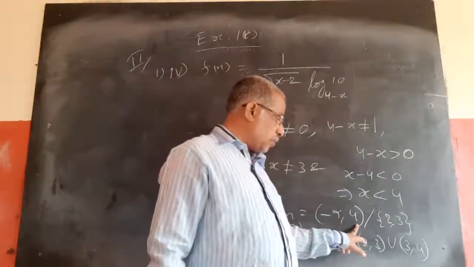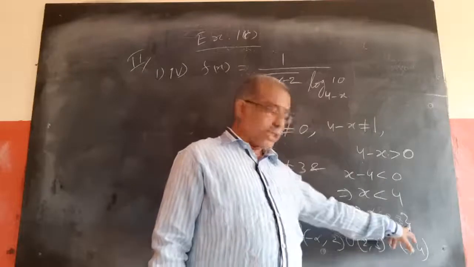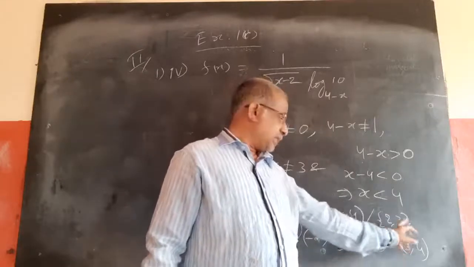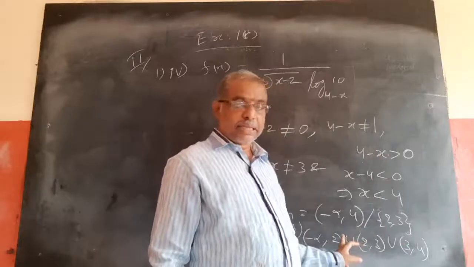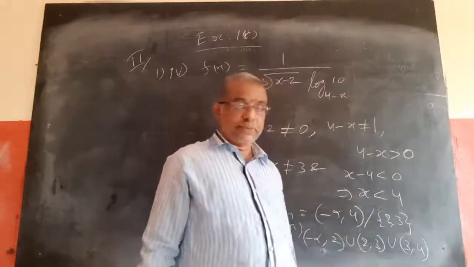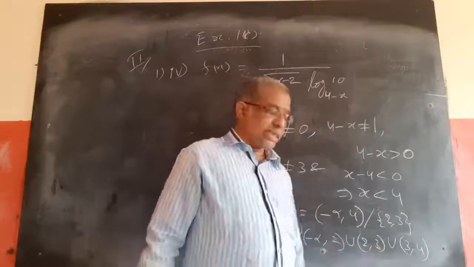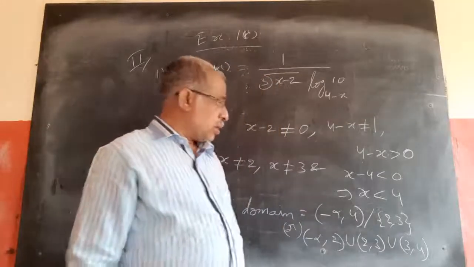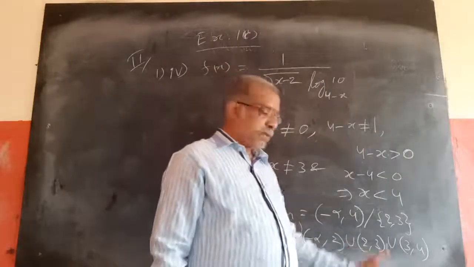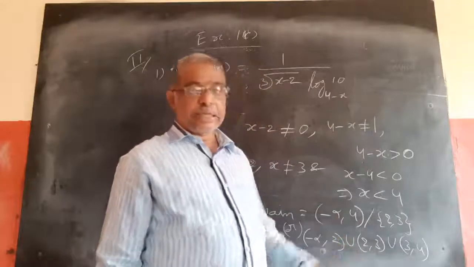Minus infinity to 4 minus {2, 3}. Just 2 and 3 to be eliminated: all the numbers between minus infinity and 4, excluding 2 and excluding 3. So there are two ways of representing it. Either this or this gives you the domain.